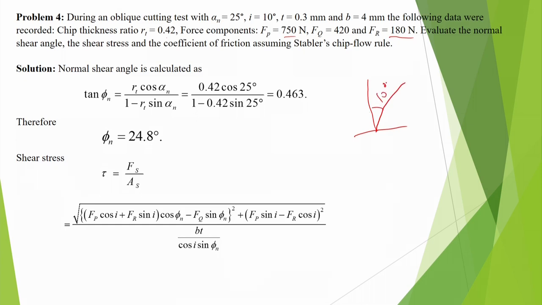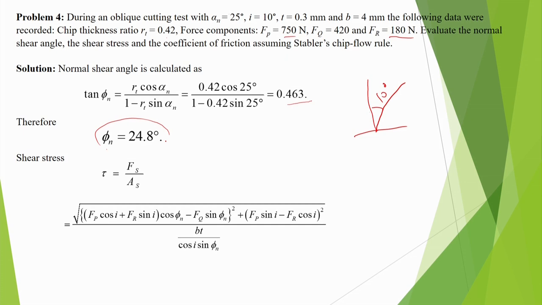Normal shear angle is calculated as tan phi n equal to r t cos alpha n divided by 1 minus r t sin alpha n. That means 0.42, which is the given chip thickness ratio, cos 25 degree, because alpha n is 25 degree, divided by 1 minus 0.42 sin 25 degree. It comes out to be 0.463, so phi n came out to be this.